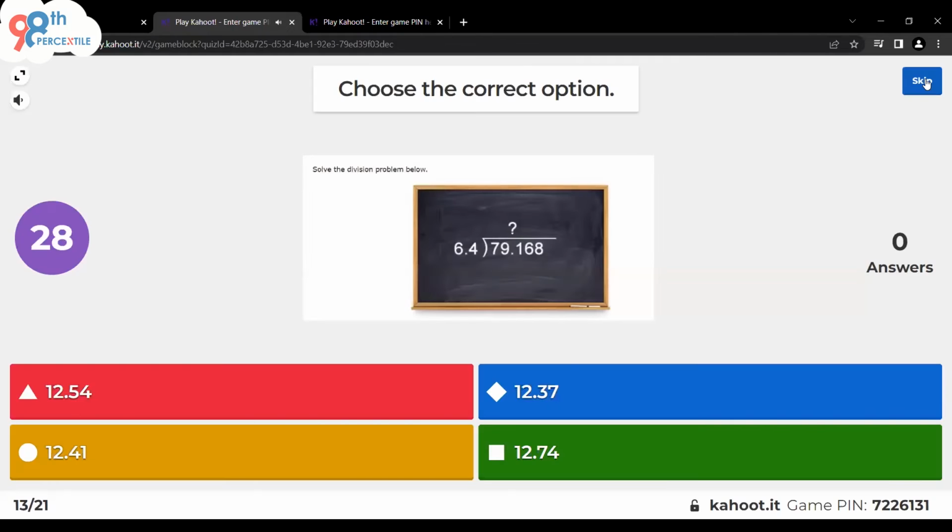Okay, try to choose the correct option. We need to divide 79.168 by 6.4. Quickly, try this out.